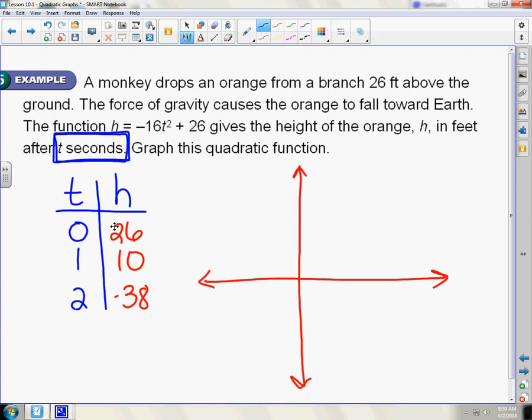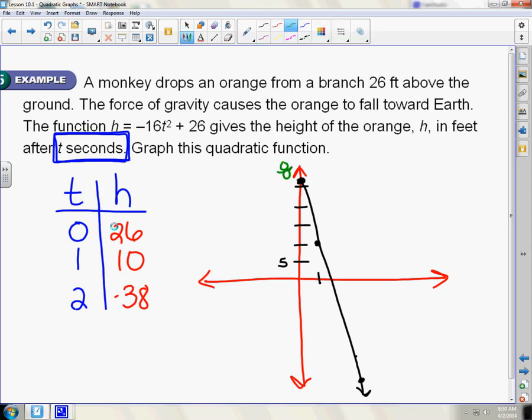So here's what I'm going to do. I'm going to go 0 and then I'm going to do 26. I'm going to go up by 5s: 10, 15, 20, 25. So over 0 up 26, make a dot. Over 1 up 10. And then over 2 down 38. So that's way down here. If you look at this, this is only half of the parabola. It's the positive half. So the monkey is up here on the branch.